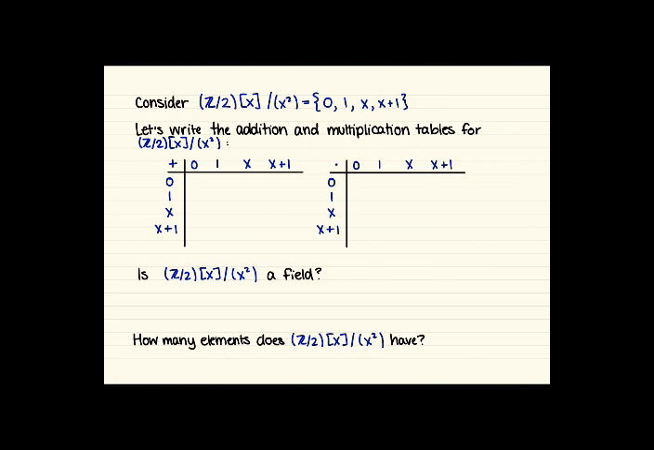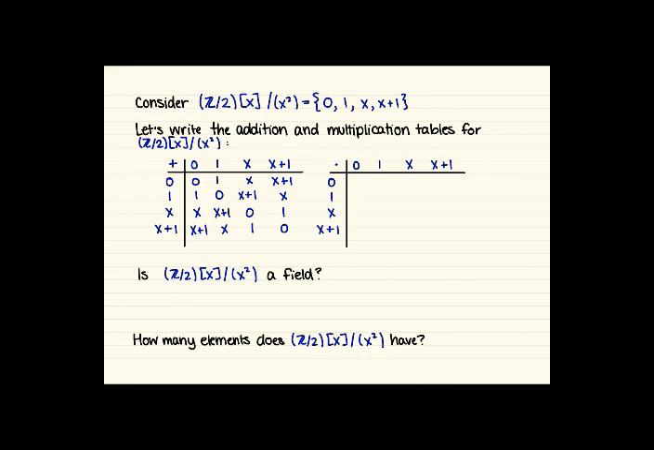So for 0 plus 0, we get 0, 0 plus 1 is 1, 0 plus x is x, 0 plus x plus 1 is x plus 1, 1 plus 0 is 1, 1 plus 1 is 2, which is congruent to 0, 1 plus x is x plus 1, 1 plus x plus 1 is x plus 2, which is x over Z mod 2. x plus 0 is x, x plus 1 is x plus 1, x plus x is 0, x plus x plus 1 is 1, x plus 1 plus 0 is x plus 1, x plus 1 plus 1 is x, x plus 1 plus x is 1, and x plus 1 plus x plus 1 is 0.